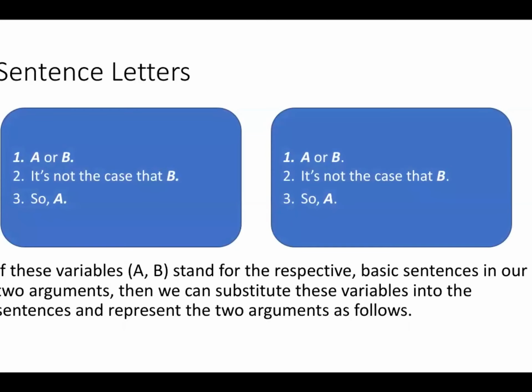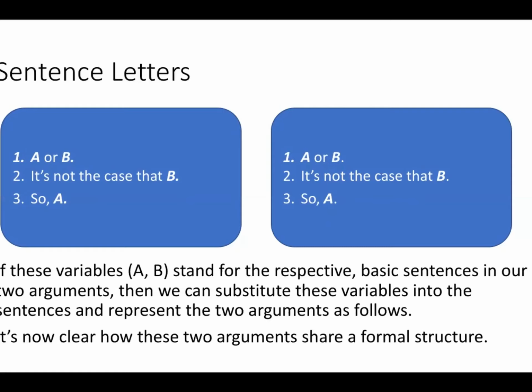Again, in the argument on the left, we replace Houston is in Texas with A, and Houston is in Wisconsin with B, and so we get A or B. It's not the case that B, so A. And for the argument on the right, we replace Houston is in California with A, and again, Houston is in Wisconsin with B, and so we get A or B. It's not the case that B, so A. And so now it's clear how these two arguments share an underlying formal structure with one another.